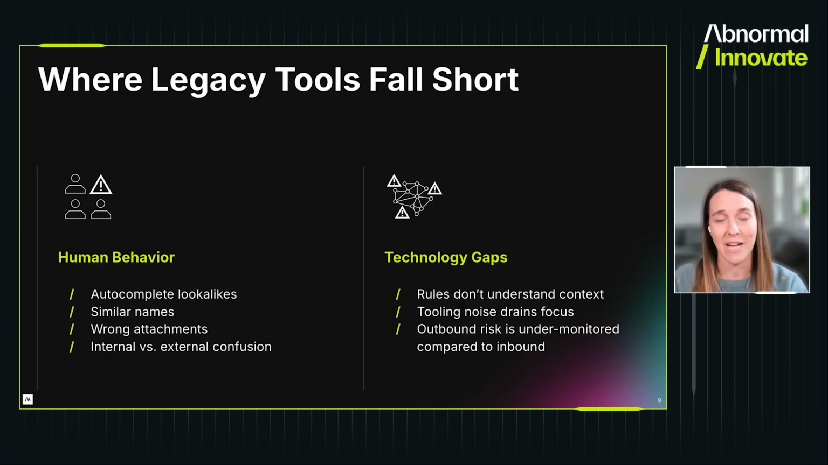When we think about human behavior and how that impacts misdirected email, think about it. Sometimes you just select the first autocomplete that comes up. Again, I mentioned similar names or attaching the wrong attachment for the wrong individual. Maybe there was something that you meant to send internally and you accidentally sent it externally because the names were so close. Legacy tools that rely on static, rules-based systems just don't understand the context that's trying to be communicated in these emails, and so they don't catch misdirected email. Other tooling creates a lot of false positives and really just a lot of noise and extra burden on the SOC team. And lastly, outbound risk is just largely under-monitored compared to inbound.